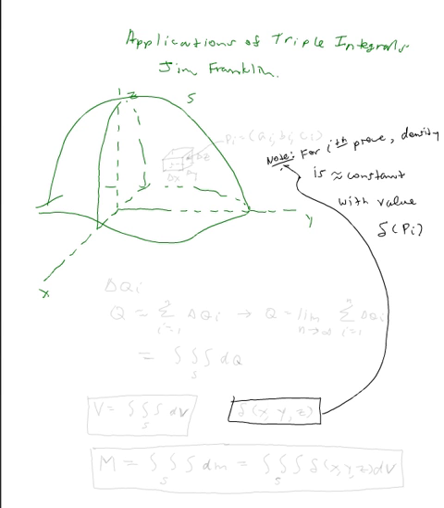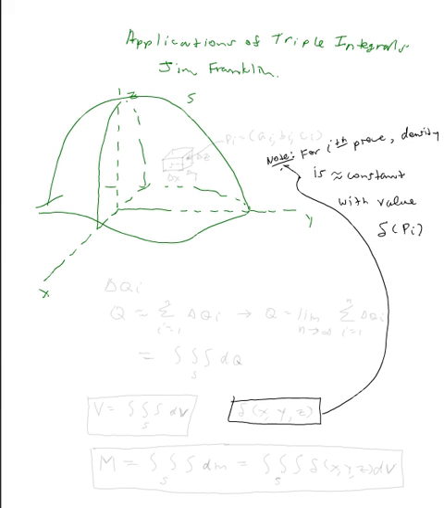We'll stick to moments about the coordinate planes actually, and second moments, that is moments of inertia about the coordinate axes. And then once we have formulas for the mass and the first moments, we can use the definition of center of mass to derive formulas for finding the actual coordinates of the center of mass.